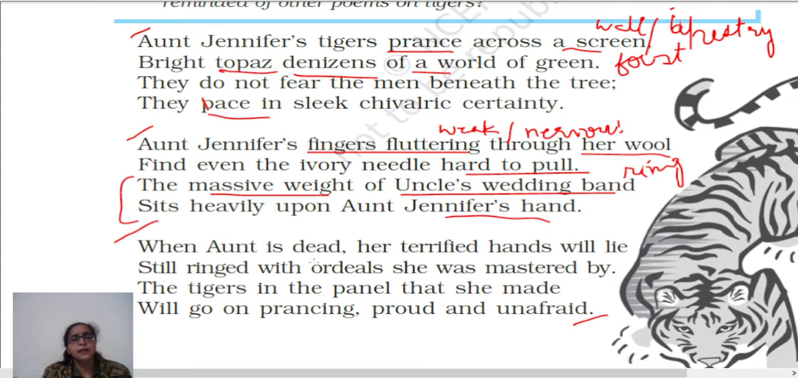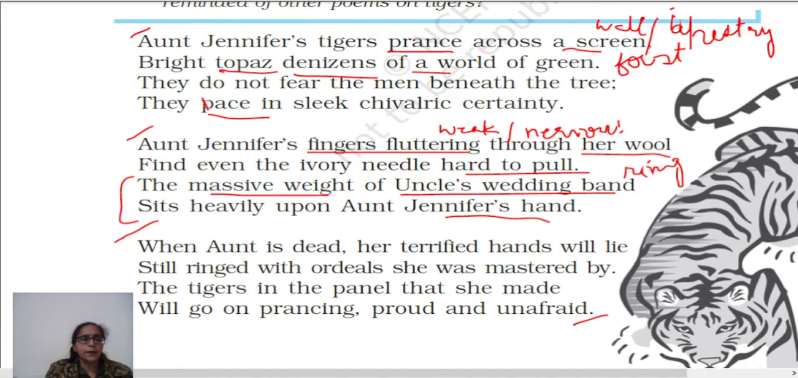Her terrified hands will lie still, ringed with ordeals she was mastered by. Look at these wordings. She was mastered by the ordeals of her husband's domination, and so she had to undergo mental and physical trauma that will be visible even after her death. So her life story would be revealed through her hands when she is dead.